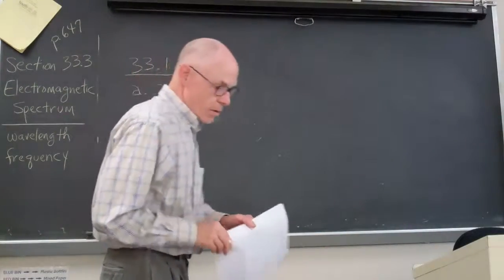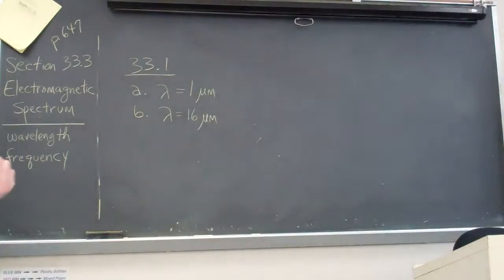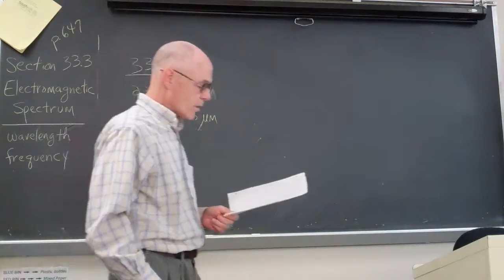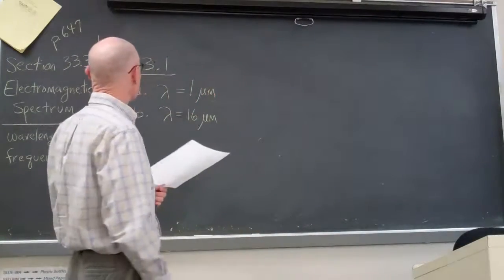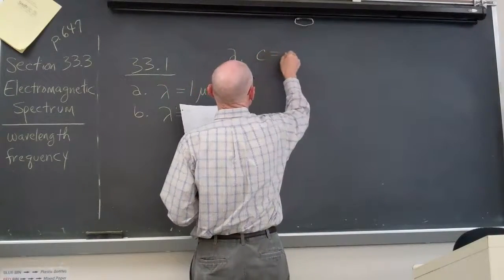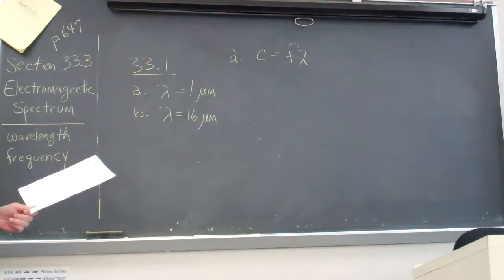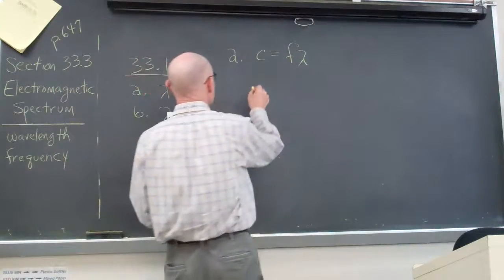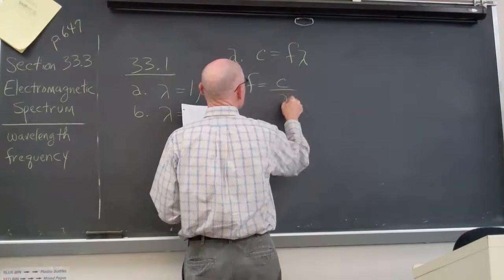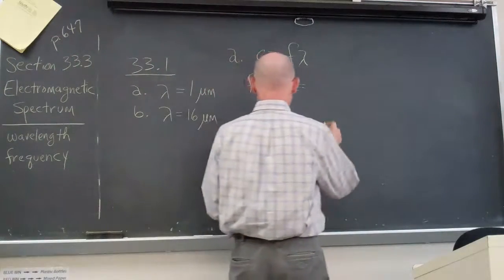Okay, so first problem, 33.1. Again, it was a two-part problem. You're given wavelength and asked to solve for frequency. So in the first part, again, speed of light is frequency times wavelength. So frequency is equal to speed of light over wavelength. In this case, you were given 1 micrometer.